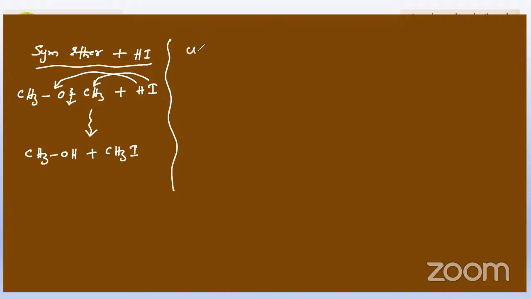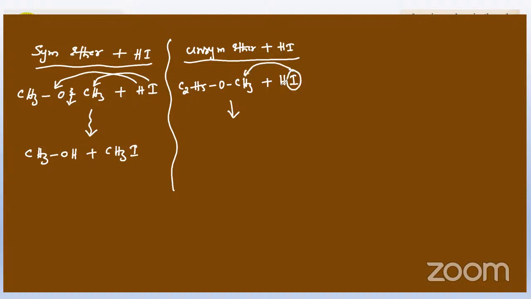If you take an unsymmetrical ether with HI, what will happen? What is unsymmetrical ether? Let us take C2H5, ethyl methyl ether, plus HI. Then I always goes to the smaller part. The H will go to the bigger part. So the bond breaks with the smaller alkyl group. So you get C2H5OH plus you get CH3I.